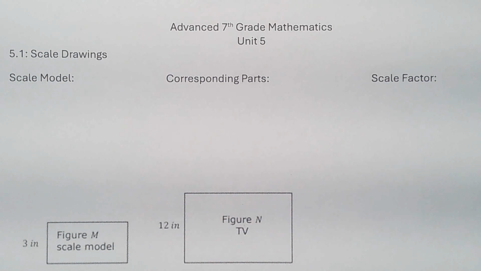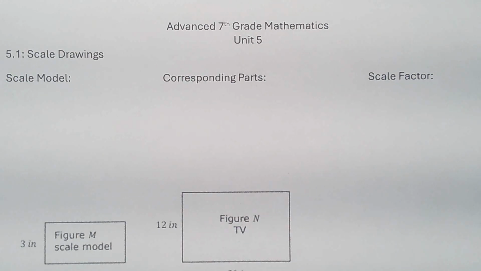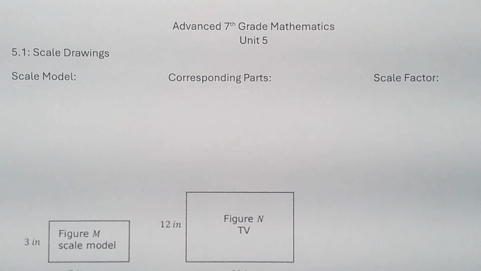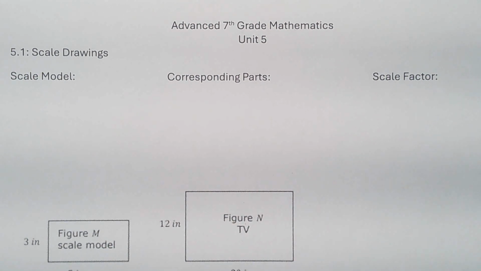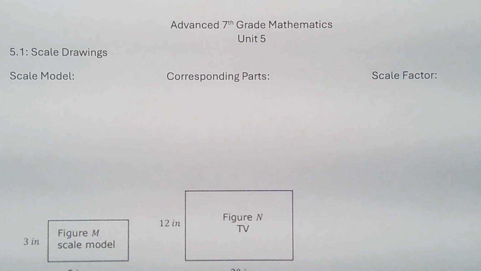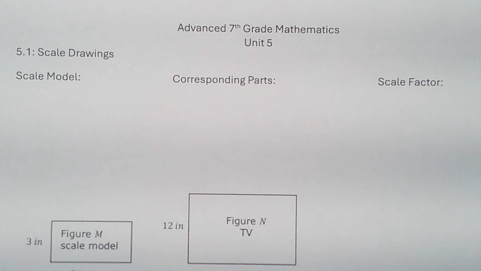Alright, welcome to Unit 5. This is Section 1. Unit 5 is all about scale drawings and scale factor and scales and stuff like that. And Section 1 is scale drawings. In this section you should be able to draw a scaled figure on grid paper given a scale factor. Right? So what is a scale model?